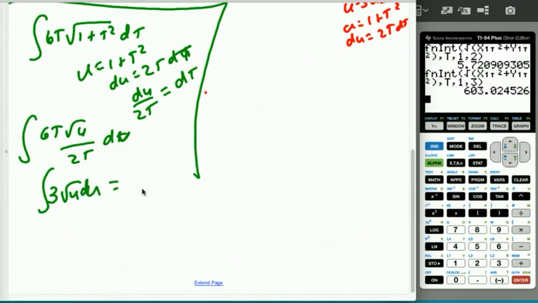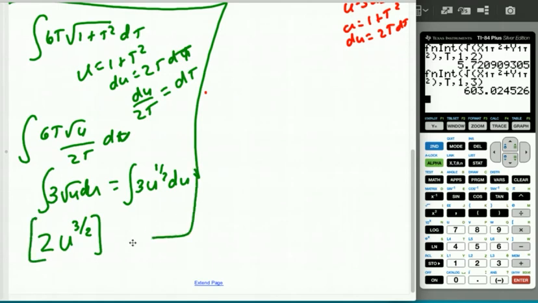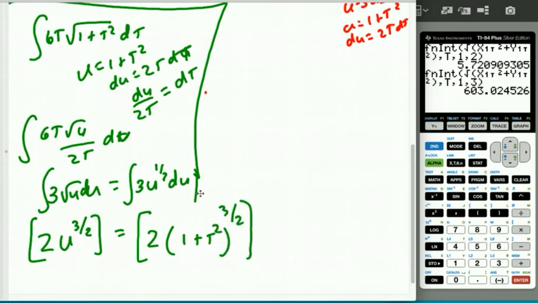So when we integrate 3u to the 1/2 du, we up the power to 3/2, and then we multiply by 2/3. So this is going to be 2u to the 3/2. That's what we want. So once I know that, I say, okay, cool, it's not really a u, it's a 1 plus t squared. And again, this is not an easy problem. You're not going to see many of these, but it does happen. So 1 plus t squared to the 3/2 is what this is going to integrate to.